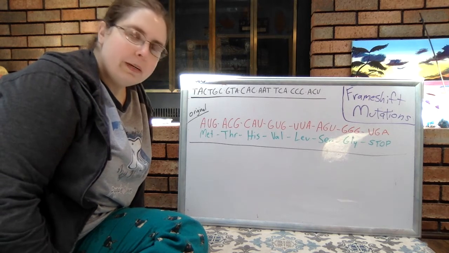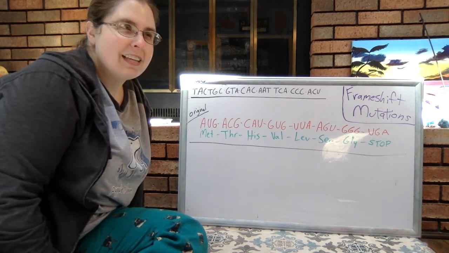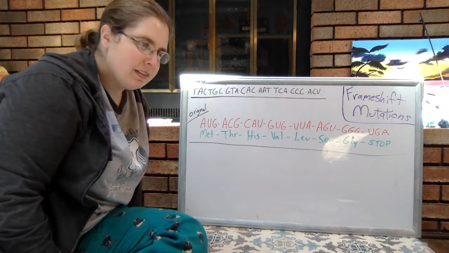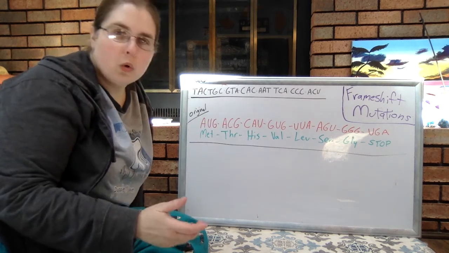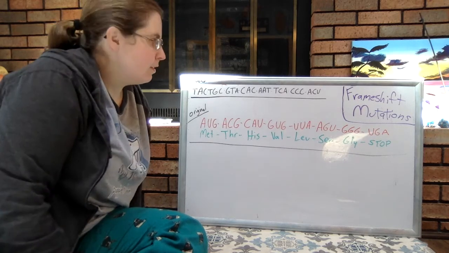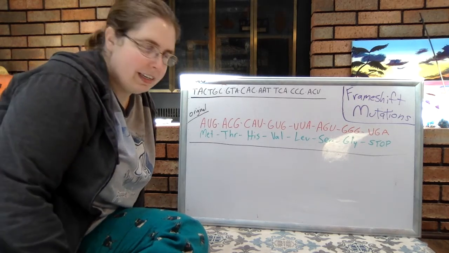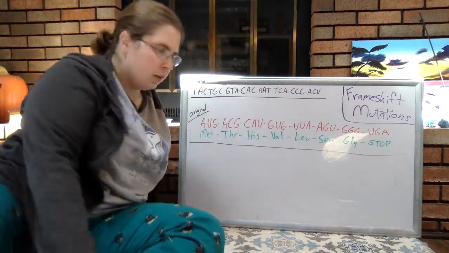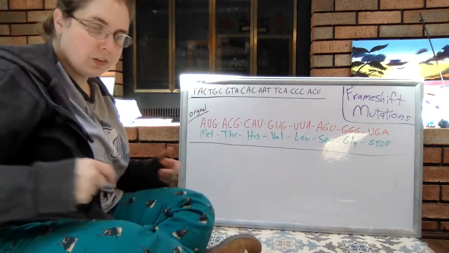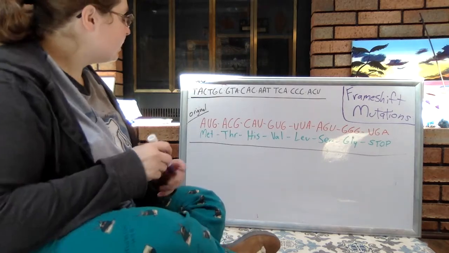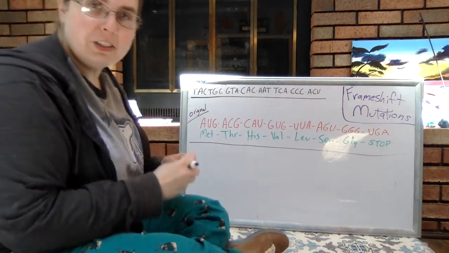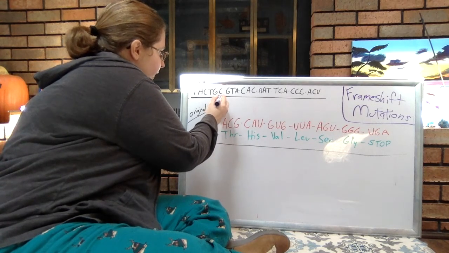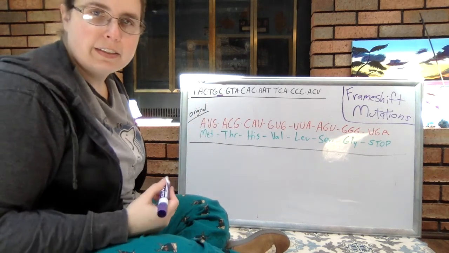Now, with the frameshift, we also refer to these as deletion and insertion mutations because what happens is you insert or delete bases from the reading frame, from the DNA, and it's going to shift all the bases behind it. So, for instance, let's think about it in terms of maybe we have a deletion, and this C right there gets taken out.